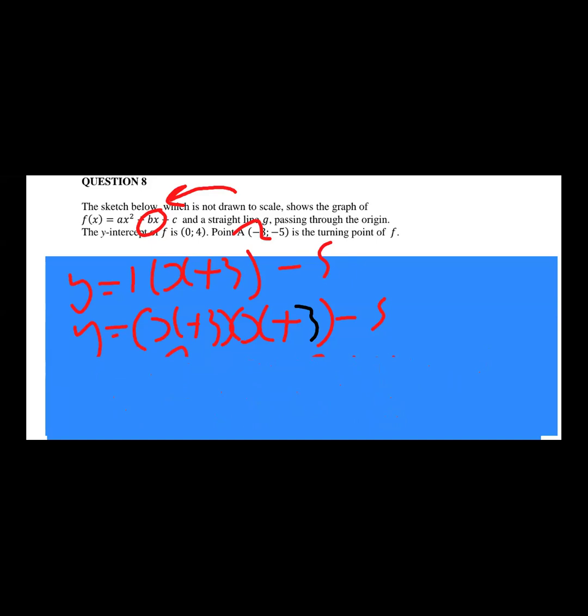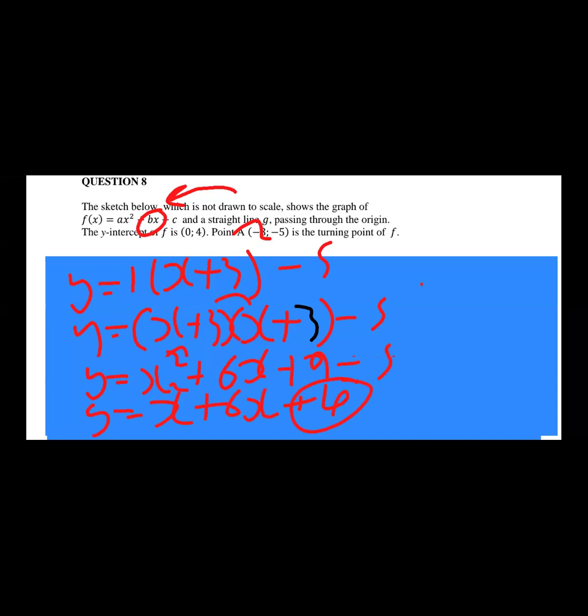Then from there, we say y will be equal to x squared, plus 6x, because it's 3x plus 3x. And then from there we get a 9, and then minus 5. Well, you will definitely agree with me. Then you get x squared plus 6x. Well, 9 minus 5, that is 4, as I expected. I expected a 4. I will show you why I expected a 4.